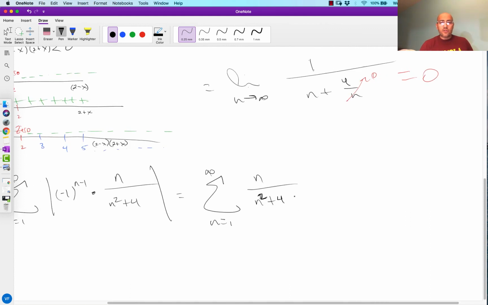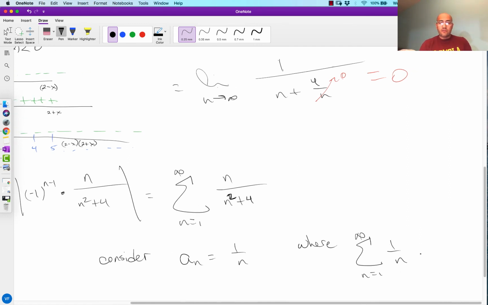This is equal to the sum as n goes from 1 to infinity of n over n squared plus 4. Okay, and if we look at these terms, let's consider a new sequence. How about a sub n equal to 1 over n? So this is the harmonic one, right? Such that the sum of 1 over n, n goes from 1 to infinity, is the harmonic series, which we know diverges, right?